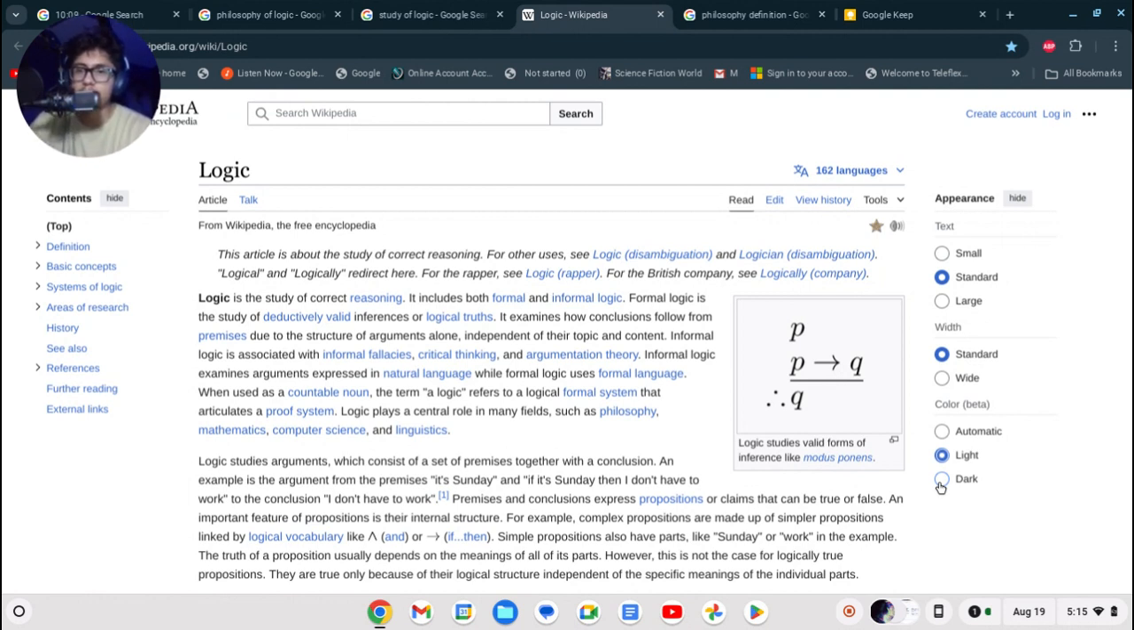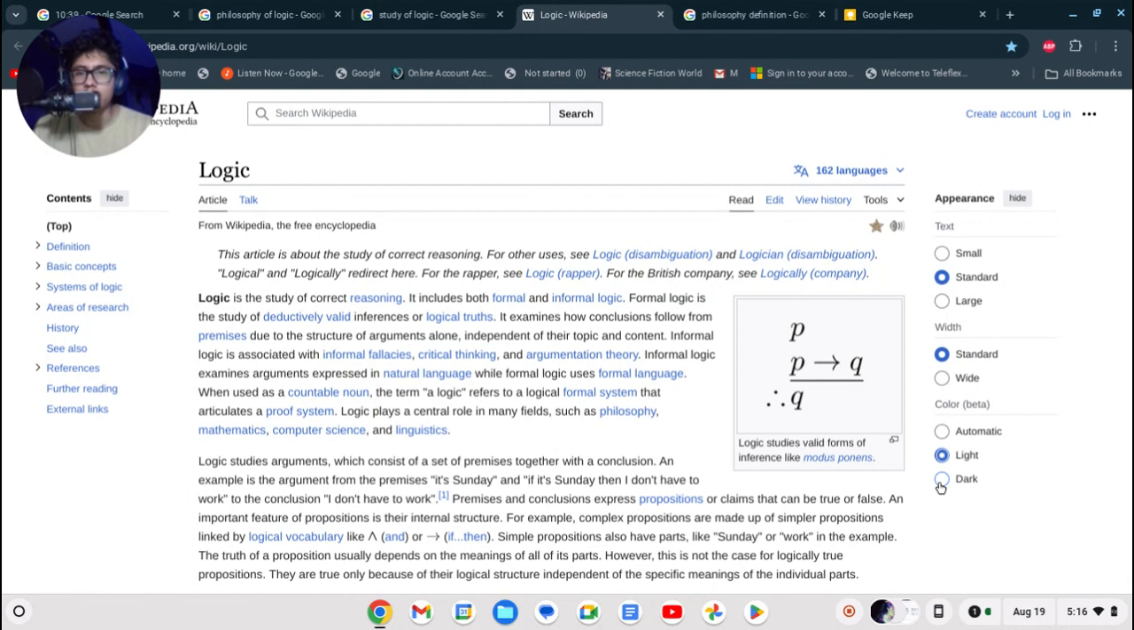Logic studies arguments, which consist of a set of premises together with a conclusion. An example of an argument is: from the premises, it's Sunday, and if it's Sunday, then I don't have to work, to the conclusion, I don't have to work. That's an important piece too in everyday logic as well. We use it every day. That could be more advanced in terms of certain things, as yes or no.